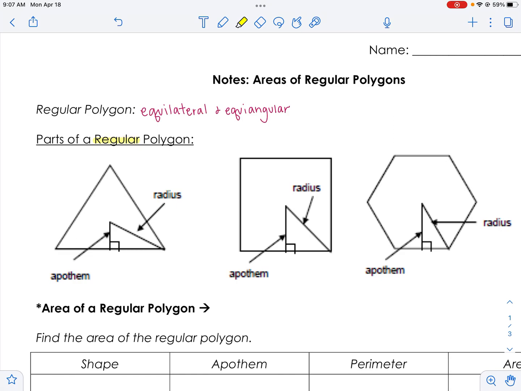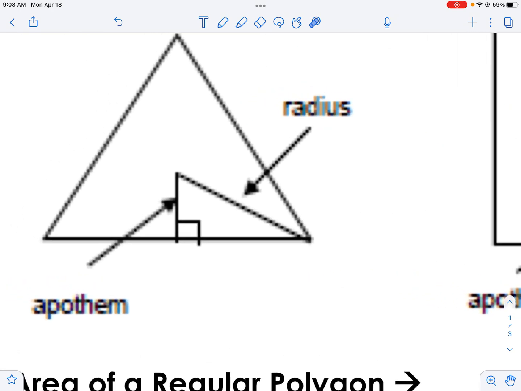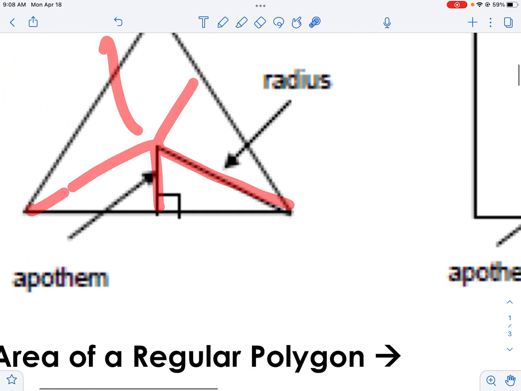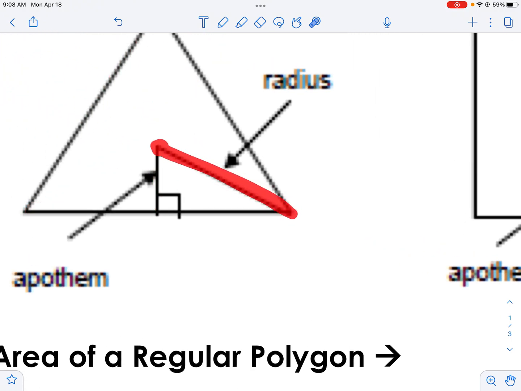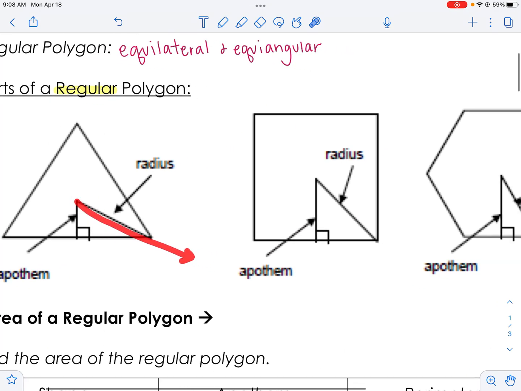So the parts of a regular polygon are you have your sides, which you already know, and you have your angles, you already know that as well. But we also have a radius in a regular polygon as well. So that's not just for circles anymore. If I create more triangles within these shapes, the radius is the hypotenuse of that mini triangle inside of my polygon. I like to think of the radius as the one that runs away to the corner.